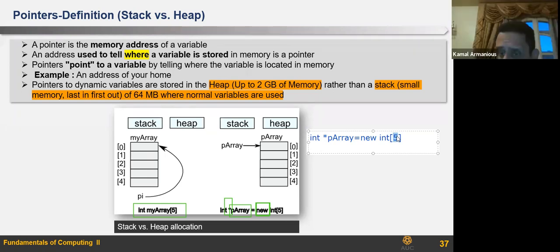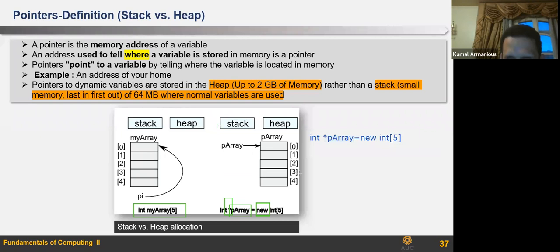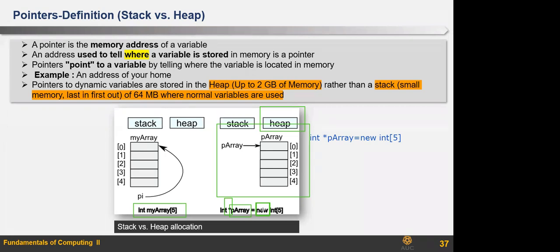So reserve 5 places in memory and point to them by what? By the pointer P array. Exactly. And this is basically this part. And as we saw, our friend new means please allocate them on the stack or heap? Heap. Heap, exactly.